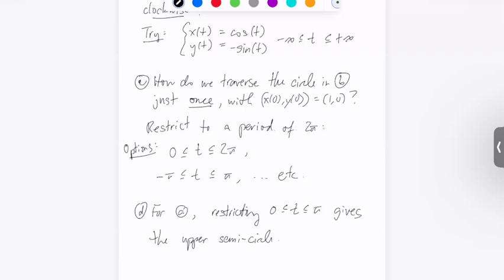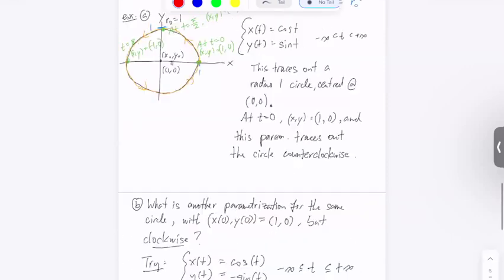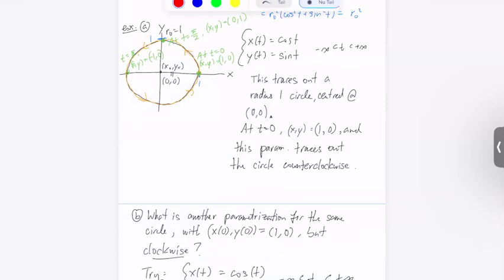Okay, so this gives an example of a parameterization given to you by a function of one variable into two variables. This single parameterization, this equation, depending on what you restrict your one-dimensional domain to, traces out slightly different parts of your path. So you really get a lot of control.